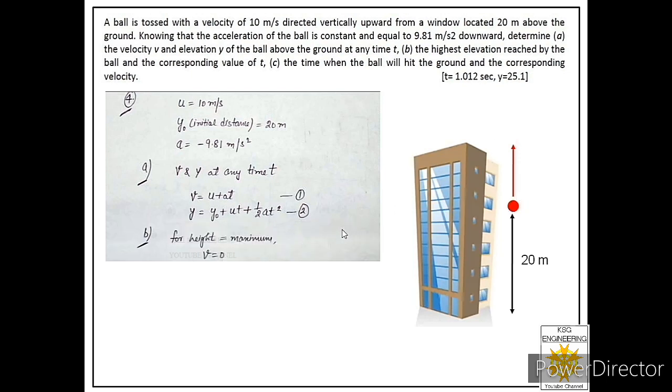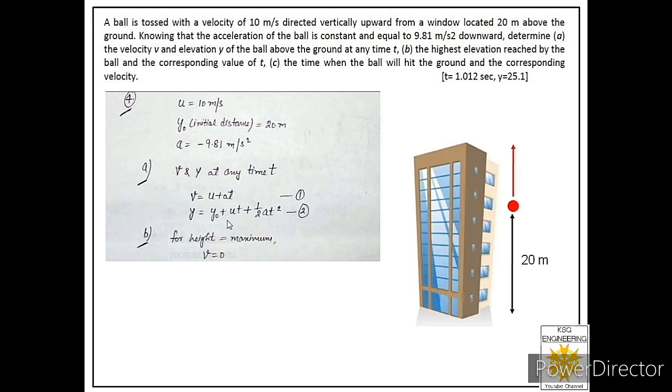So in the B part we will apply the logic that for the maximum height attained by the ball, the final velocity of the ball at that height will be equal to 0, because at that point the velocity of the ball will become 0, and for that point the distance traveled by the ball is maximum.